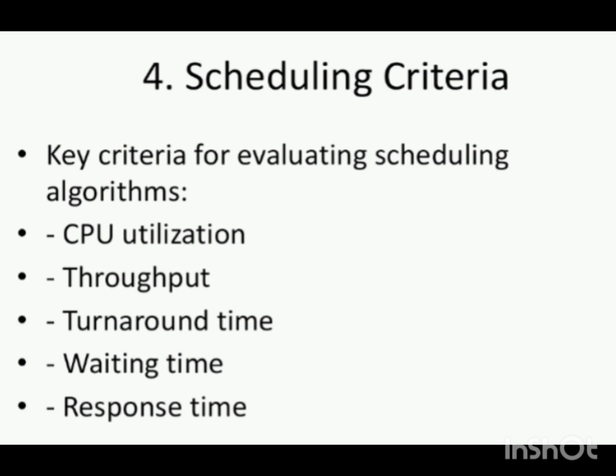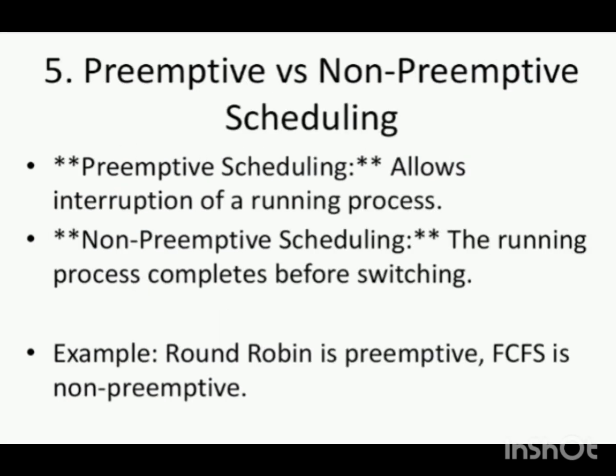Scheduler criteria. Key criteria for evaluating a scheduling algorithm: CPU utilization, throughput, waiting time, response time. Preemptive and non-preemptive scheduling. Preemptive scheduling allows the running process to be interrupted. Non-preemptive scheduling: the running process completes before switching. Example: round robin is preemptive. First come first served is non-preemptive.